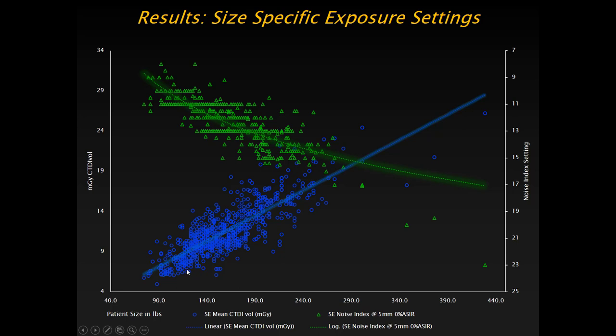But the goal is to have a very linear, controlled exposure change as your patients get larger or smaller. The noise index corresponds to that, and subsequently the dose, which is the most important part, matches our technique charts that recommend exposure settings.